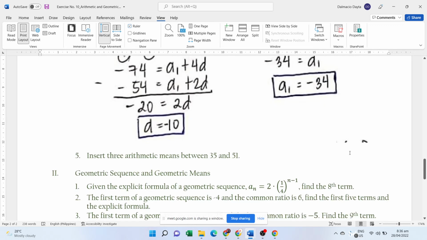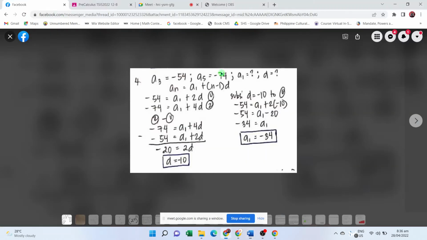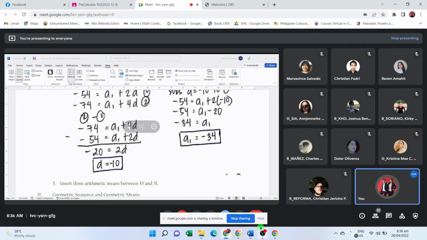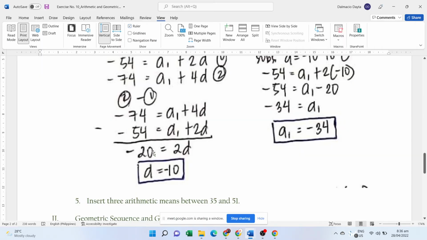Okay, let's proceed to number 5. If there's no question, may tanong ba? Hello? May question ba, class? Wala naman. Okay. So, very good, Raven and Marushka. Let's proceed to number 5.